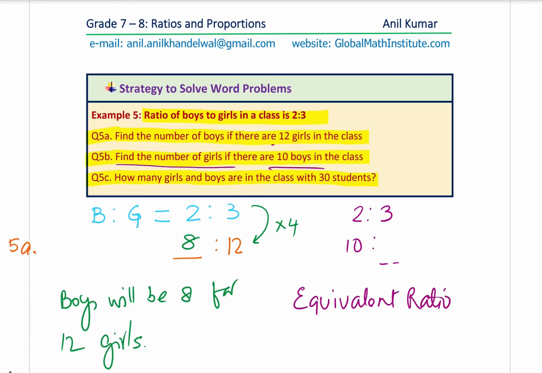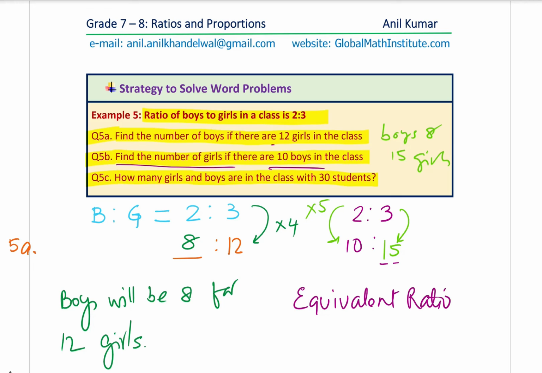Okay, so how do you get from 2 to 10? Well, clearly it is times 5. So times 5, you get 10. So times 5 will give us 15. So we know that this time we should have 15 girls. Let me write down the answer here, 15 girls. Right, 15 girls in this case. In the first case, find the number of boys. So boys were 8 boys, right?